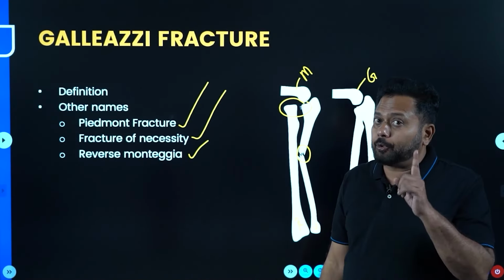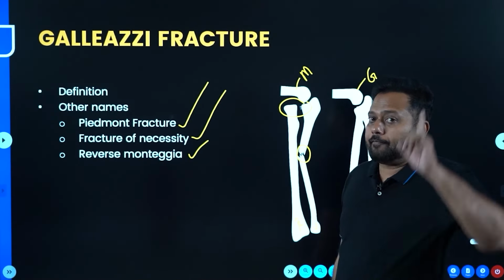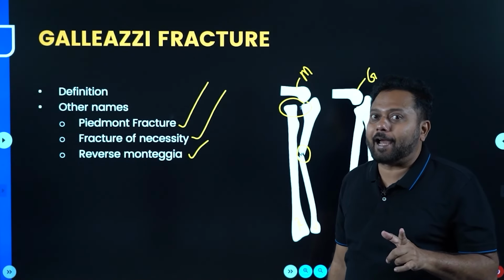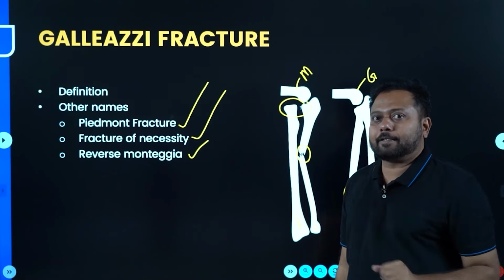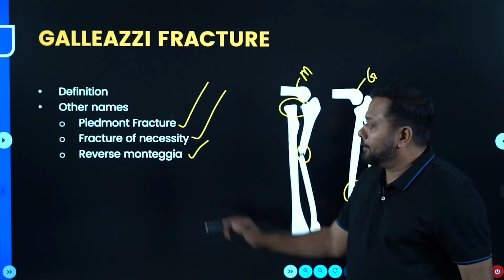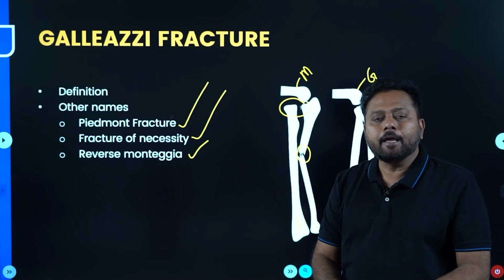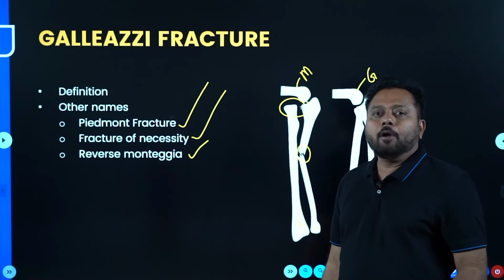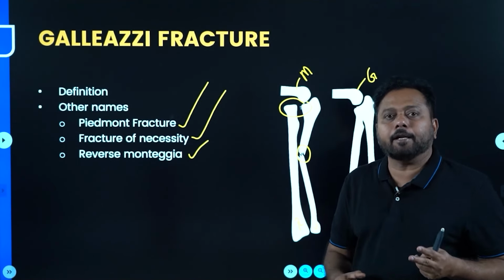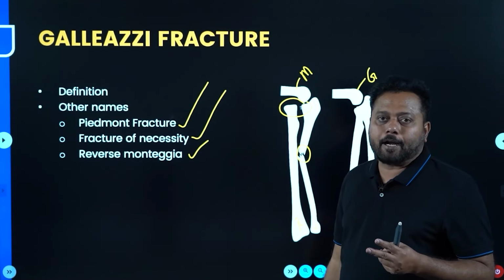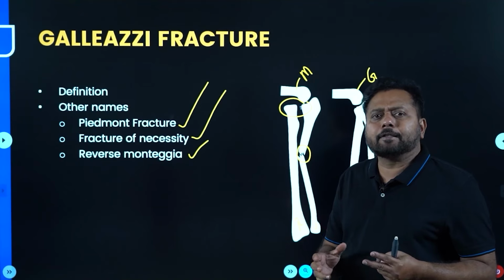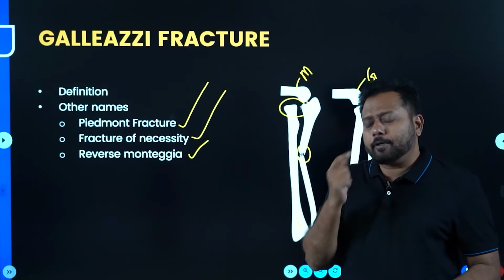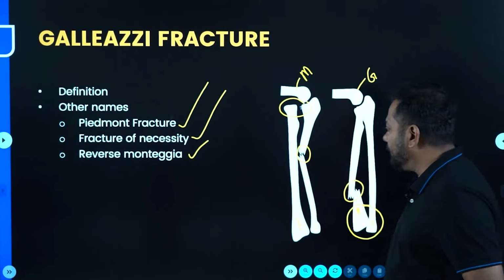See, already I told you a fracture of necessity. That fracture of necessity we had seen in lateral condyle fractures of humerus in a child. It's called a fracture of necessity, otherwise called Jupiter fracture. This is the second fracture of necessity. Only two fractures of necessity are there in orthopedics. One is lateral condyle fracture in a child, another is a Galeazzi fracture in an adult. Why is it called fracture of necessity? As I told earlier, 100% surgery is necessary. So it's called fracture of necessity.